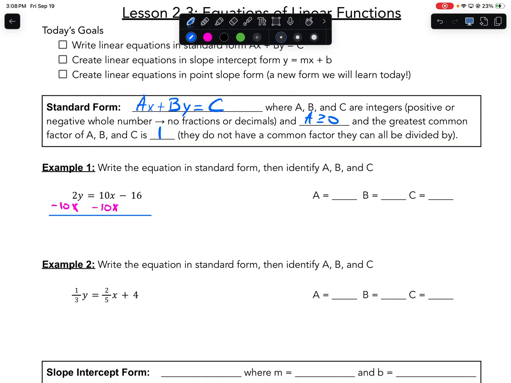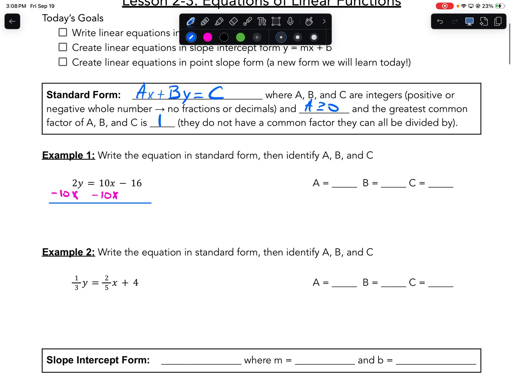Okay. So we get negative 10x plus 2y equals negative 16. So does this match the criteria of the explanation of the formula above? Problem number 1. For 2 reasons, it does not. Problem number 1 is A is negative. Problem number 2, there is a greatest common factor. So we can divide everything by what? What could I divide every number by? 2. And then A cannot be negative, so we should divide every number by negative 2.